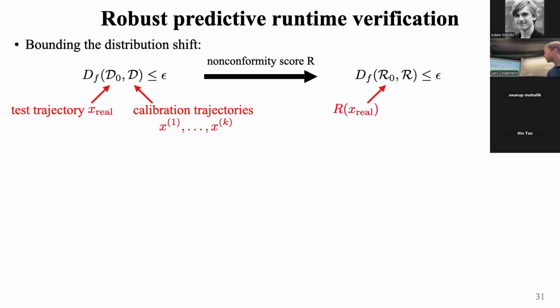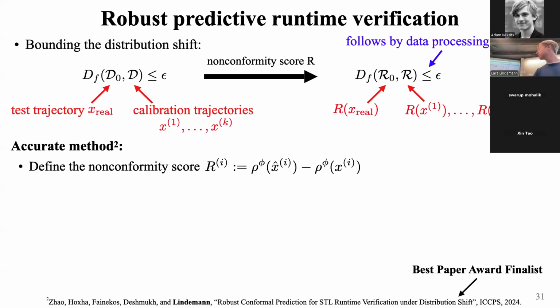And this follows simply. Here this distribution R0 is basically R of X real, the nonconformity of X real, and calligraphic R here is the distribution of R of X1 to R of Xk of the calibration data. And again, it's also bounded by epsilon by the data processing inequality. So it's something that follows immediately. And it means that we can, in fact, apply robust conformal prediction if we know a bound on the distribution shift of our trajectories.